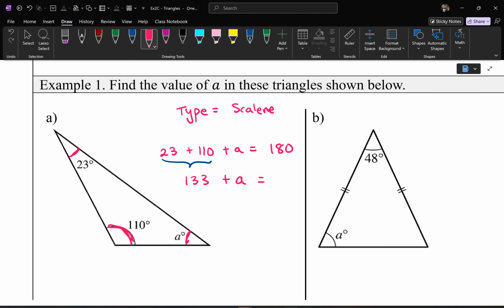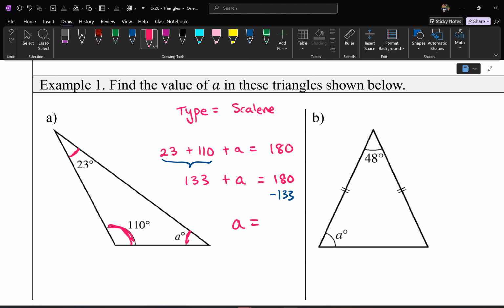So 133 plus something has to equal 180. Let's do a bit of quick maths. 180 minus 133. Very good. That's another way to do it. So you can do it either counting with your fingers or you can do it the other way. Do 180. Instead of adding, you can do the reverse, minus 133. And that should give you what?